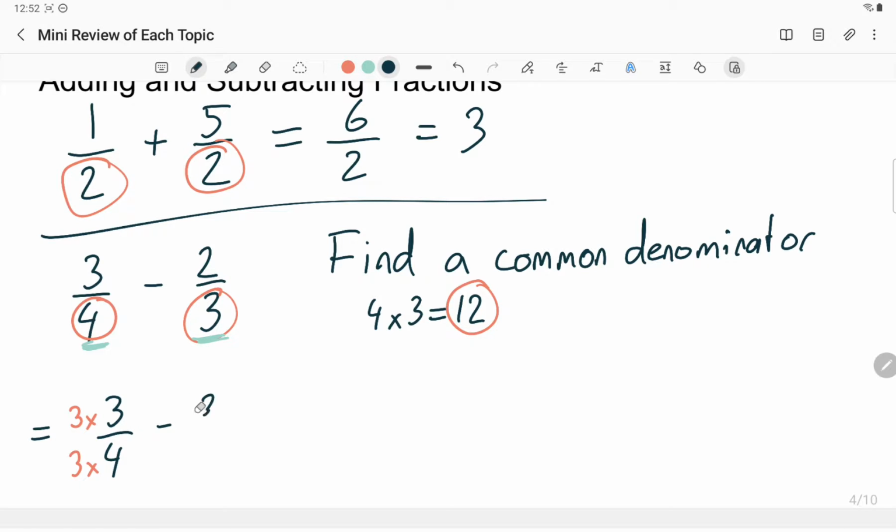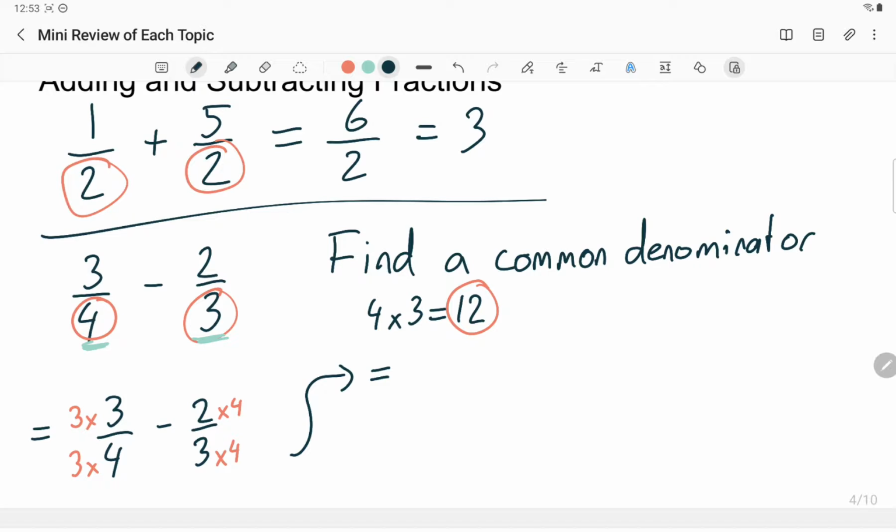Then we need to ask ourselves the exact same question for the other fraction. So what do we need to do to 3 to get it to 12? Well, we need to multiply it by 4. So multiply both the top and the bottom. So you have to multiply both parts. And then let's see what this gives us.